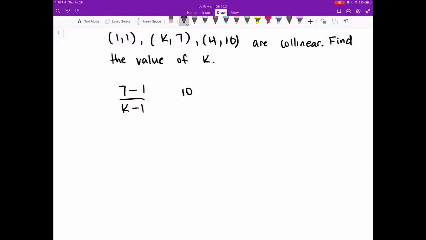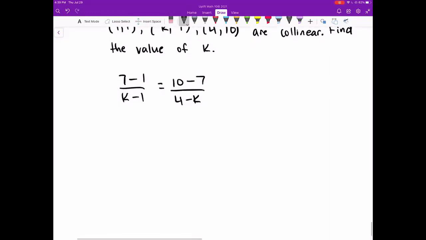I think that's a bit complex for right now. We should just do (10 minus 7) over (4 minus k). Right? Yeah, good idea. We want to be consistent. Because you just want to find the slope between two consecutive points, and they just have to be equal.